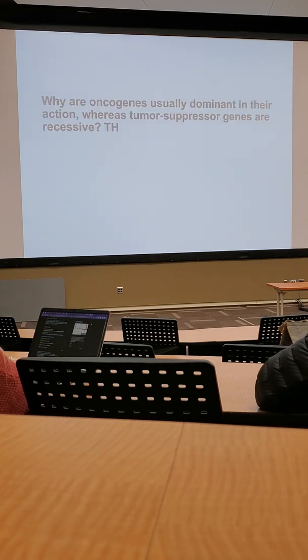Okay, our first clicker question, we only have two of them. Why are oncogenes usually dominant, whereas tumor suppressor genes are usually recessive? You can put a couple word answer.